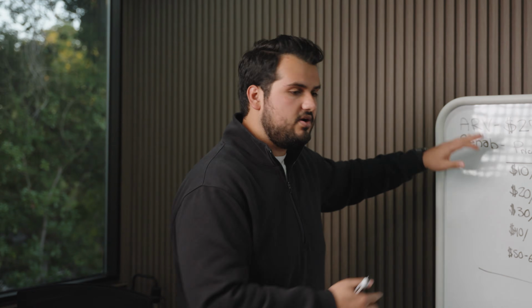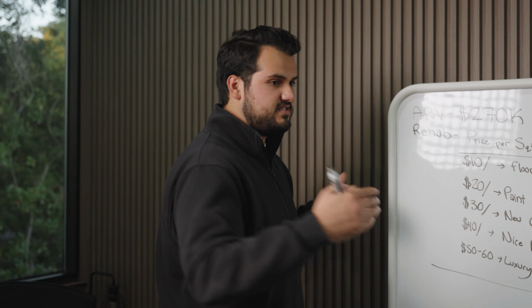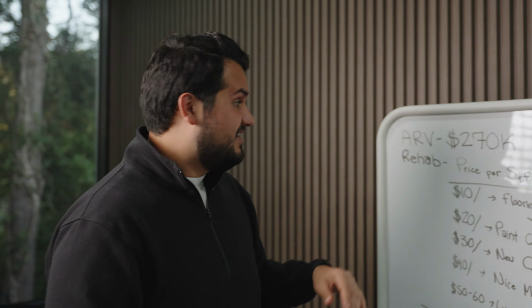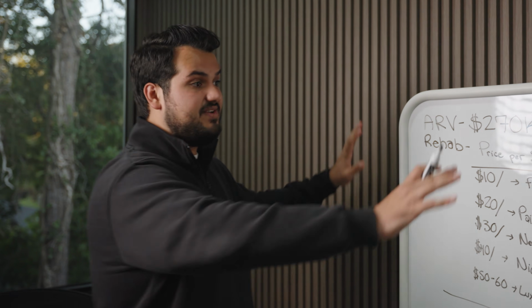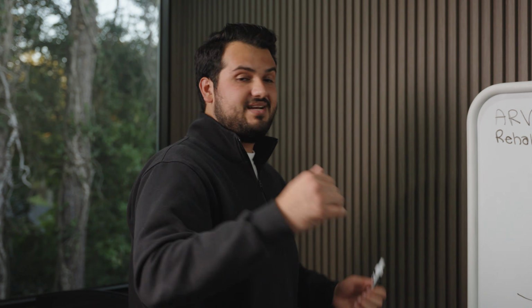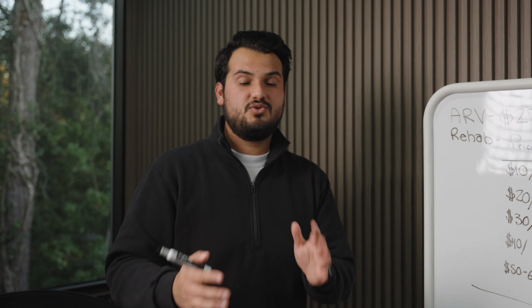These numbers are not rules and laws that we cannot break. What they are is a framework to guide us, right? So that's kind of how we got here. So at this point, I'm gonna erase everything here and we've gotten 2 out of our 3 variables, right? We're at $270,000 for the ARV. We're at $50,000 for the rehab. The last thing is to plug this into our formula.